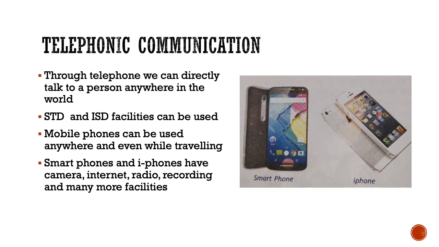To send a message immediately, one can use a telephone to talk to the concerned person. Through telephones, we can directly talk to a person anywhere in the world, and we can talk within India using STD, that is subscriber trunk dialing facility, and we can talk to someone staying in other countries using the ISD or international subscriber dialing. We also have mobile phones and cellular phones using which we can talk from any place, even when we are traveling, because earlier telephones used to have cables, wires attached to them, and they were called landline phones. Even now we have landline phones, but mobile phone is wireless. It is not connected to any wire, so mobility becomes very easy.